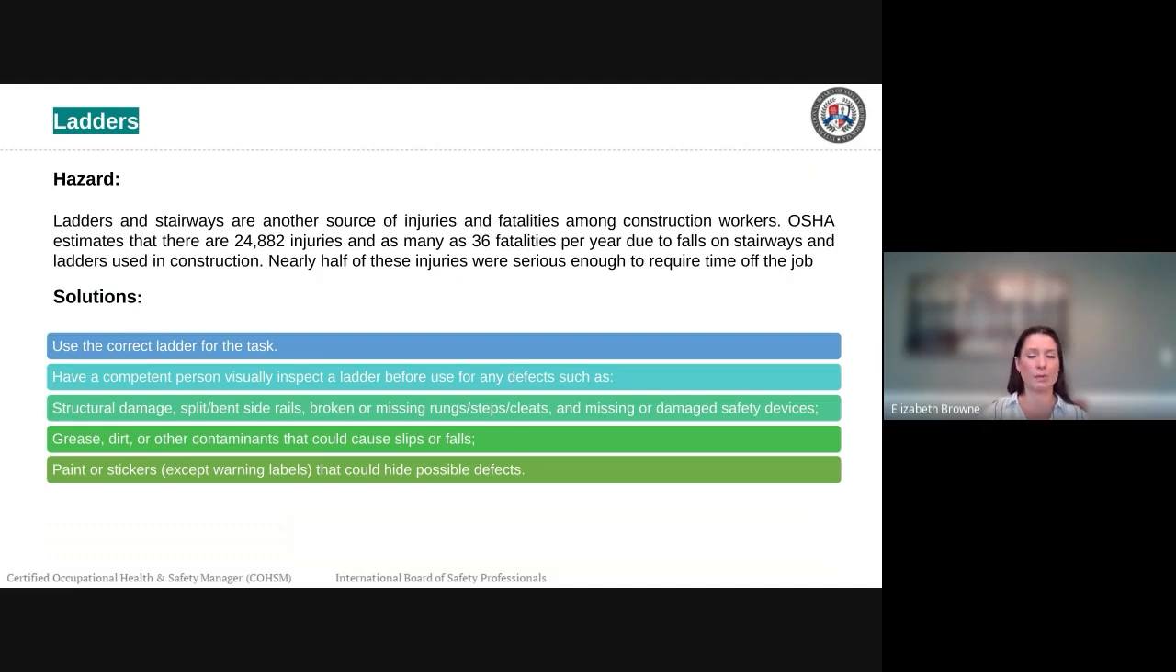Grease, dirt, and contaminants can cause slips and falls off ladders. Paint or stickers, except for the warning labels on the side of the ladders, can hide possible defects. So those should be discouraged from being used. And we do want to make sure that the warning labels on each side of the ladder remain legible. That is something I've seen OSHA look for in inspections. And if they become illegible, you can order replacement warning labels from the manufacturer.